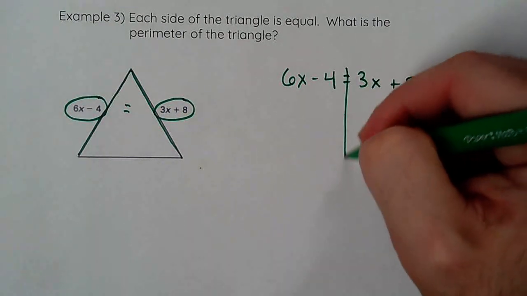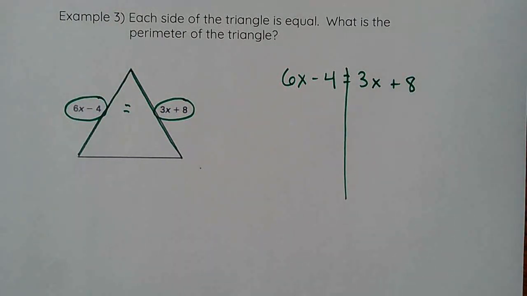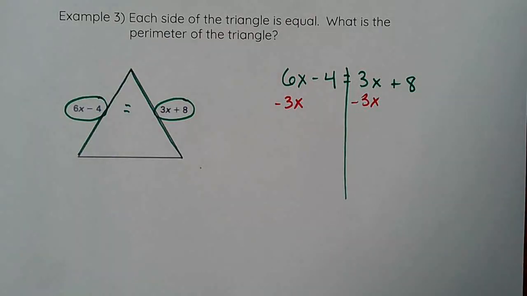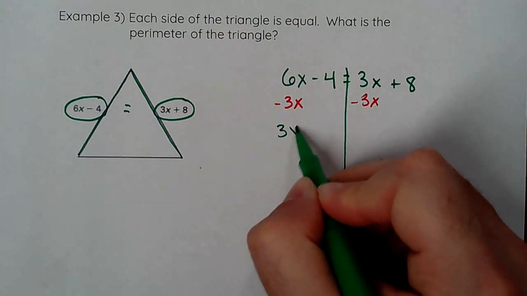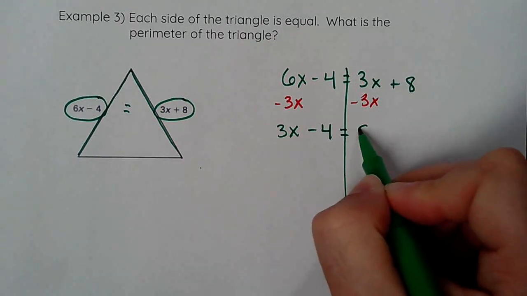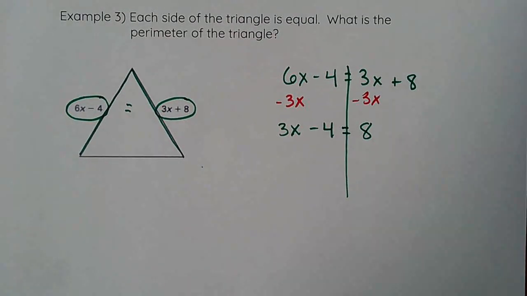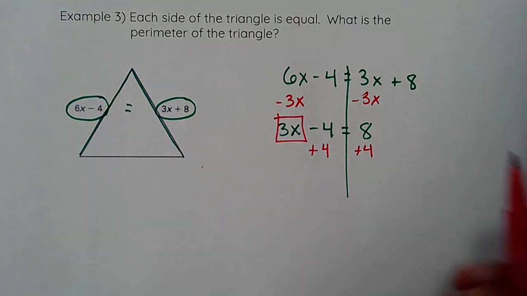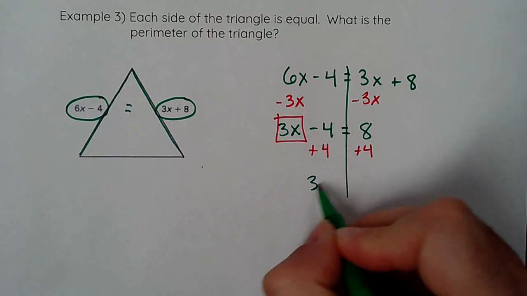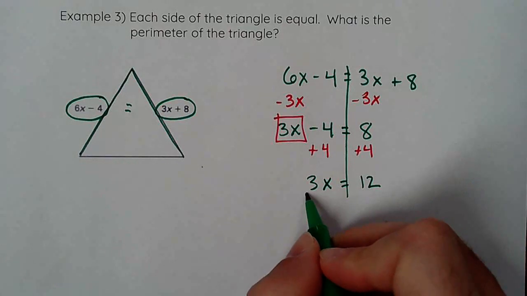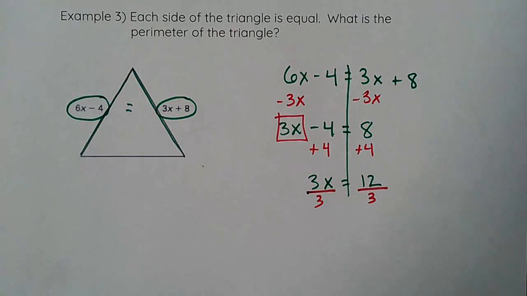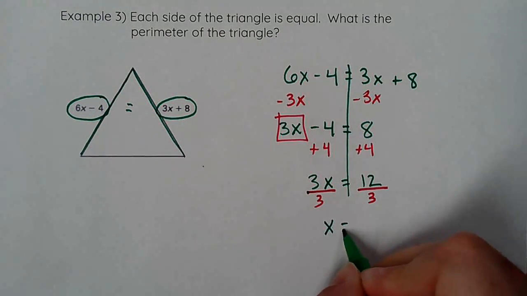If we go ahead and solve that, so no distribution, no combining like terms, but I do have variables on both sides. So we're going to go ahead and subtract 3x, leaving me with 3x minus 4 equals 8. Box, and add 4 on both sides. 3x is equal to 12. X equals 4.